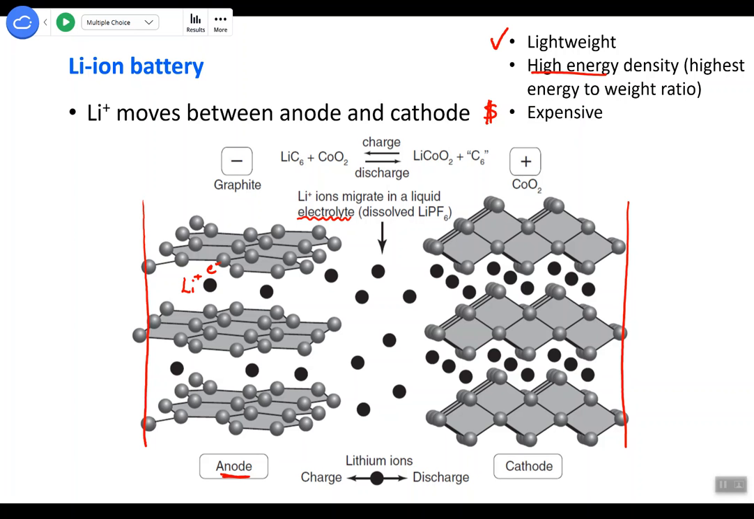Spontaneously, we just had our lithium ions intercalate over to the cathode, and they've met up with the electron, and the electron is going to help cobalt be reduced. That's great. But we need to recharge this battery.